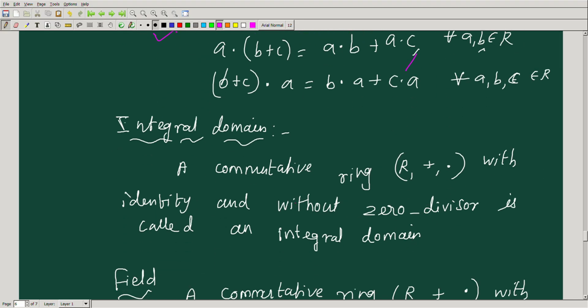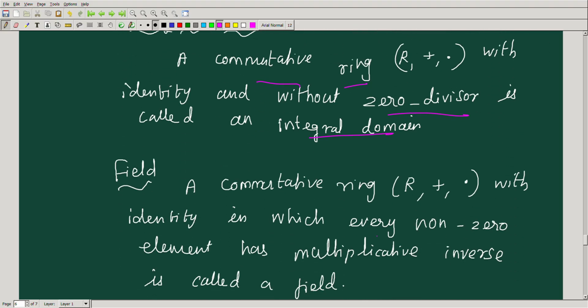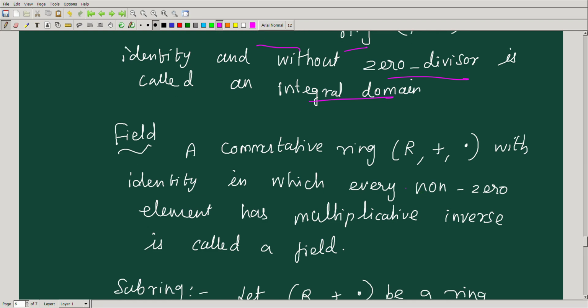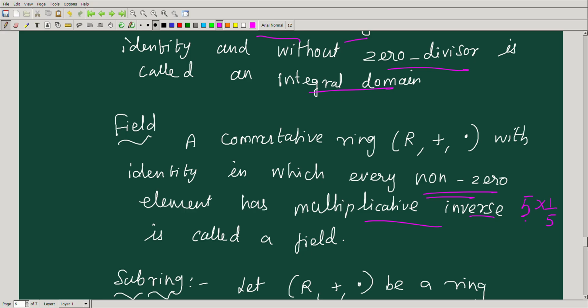Integral domain. Integral domain means a commutative ring. Commutative ring means the commutative law should be satisfied, with identity element, without zero divisor. Without zero divisor is called an integral domain. Next, field. A commutative ring, you know, means a ring with commutative law with identity element. Every non-zero element has a multiplicative inverse, this is very important. For example, 5 should have 1 by 5, because the multiplicative inverse for 5 is 1 by 5.